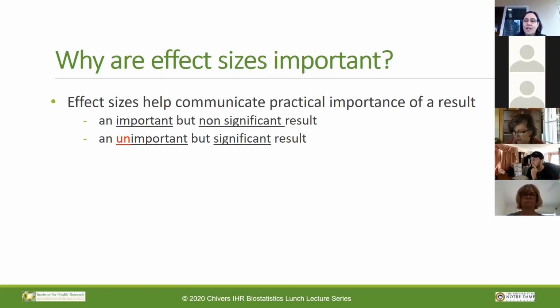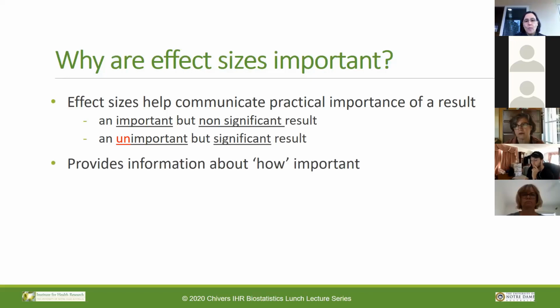That is particularly relevant if you have very, very large sample sizes. So the larger your sample size, the more likely you are to find a significant difference by chance than you are if you've got smaller sample sizes. So an effect size inherently is about providing information about how important is that difference or that association that you've detected.